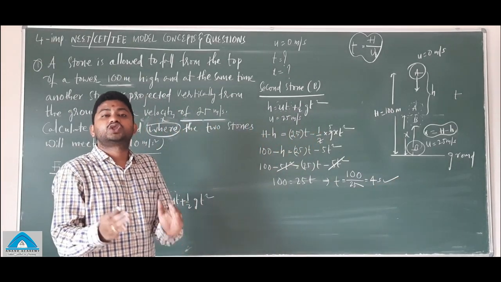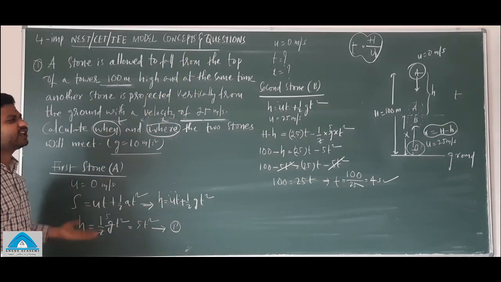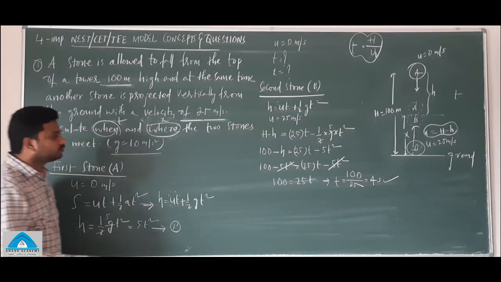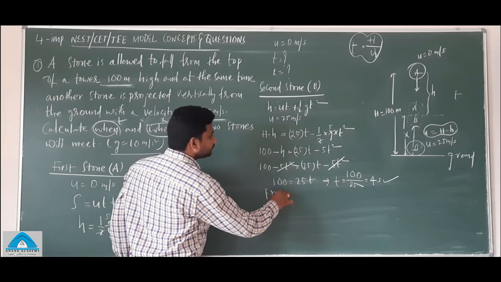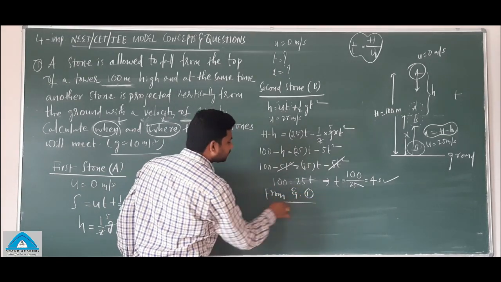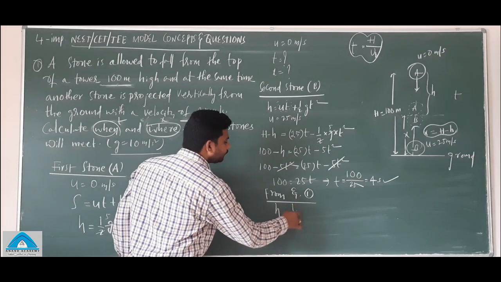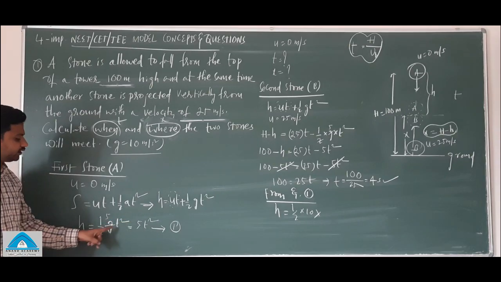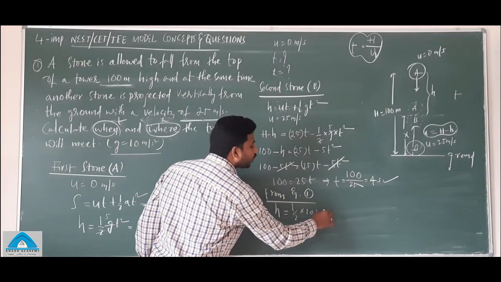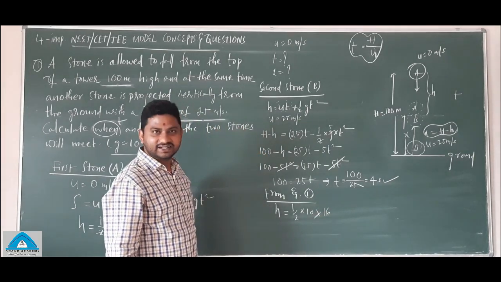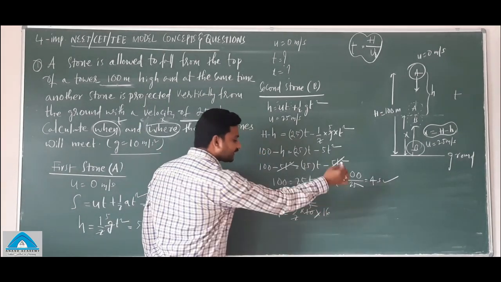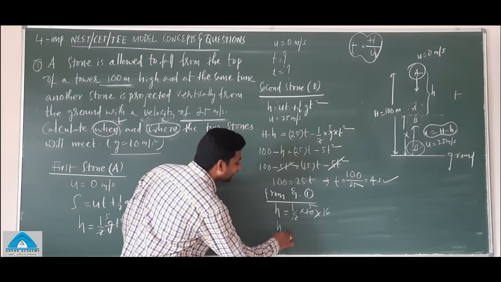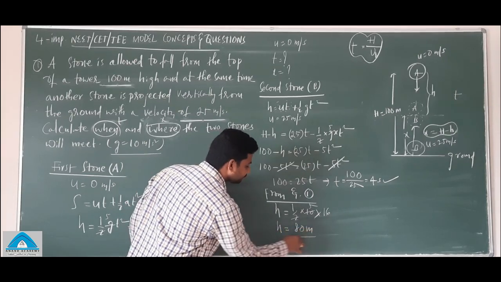And this is the time you substitute in any of the equations. You can find h by substituting from equation 1. Small h is equal to half into g into t square. So what is t square here? 4 square, which is 16. Understand? So this is 2 5s, clear? 16 5s is 80. h is equal to 80 meters.